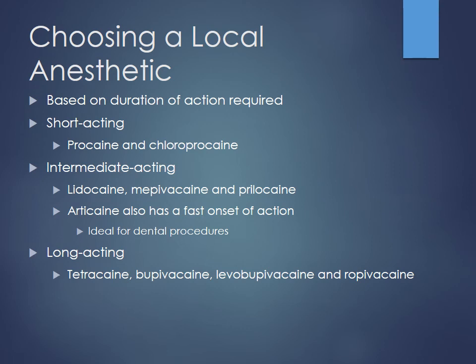Short-acting ones are usually things like procaine or chloroprocaine. We don't see those used too commonly. I probably see procaine used in the eye occasionally. You can go back to your ophthalmology lecture to see some of those local anesthetics we used in the eye previously. Intermediate acting, lidocaine is one of the big ones you see used here. We'll also use prilocaine, usually a mixture with lidocaine, occasionally.